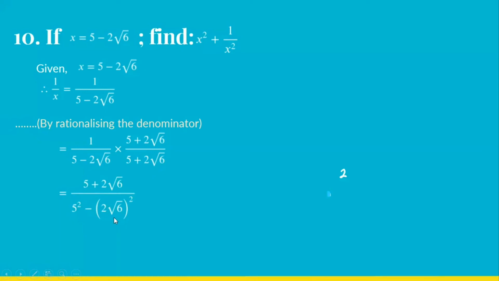So in the numerator we have 5 plus 2 root 6 upon 5 square minus 2 root 6 square. 2 square is 4, root 6 square is 6. So it is 4 into 6, which is 24. So 5 square is 25 minus 24, which is 1. So we got the value of 1 upon x as 5 plus 2 root 6.